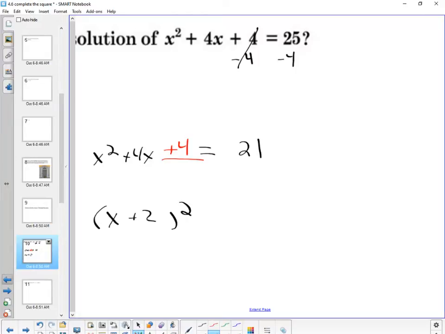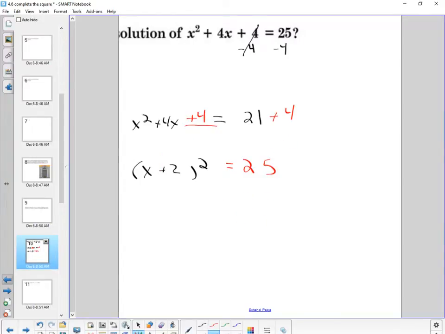So, how do I get rid of this 4? Add 4 to the other side. Whoops. I can't math today. And then here's what we got. All I need to do now is bring that 25 back to the other side. So I've got x plus 2 squared minus 25 equals 0. Where's my vertex at? That's it.